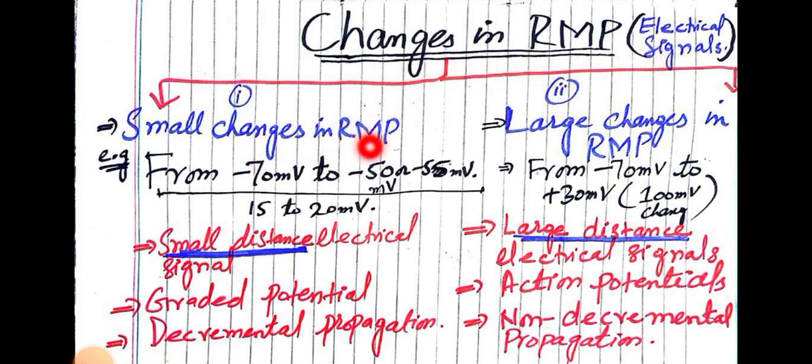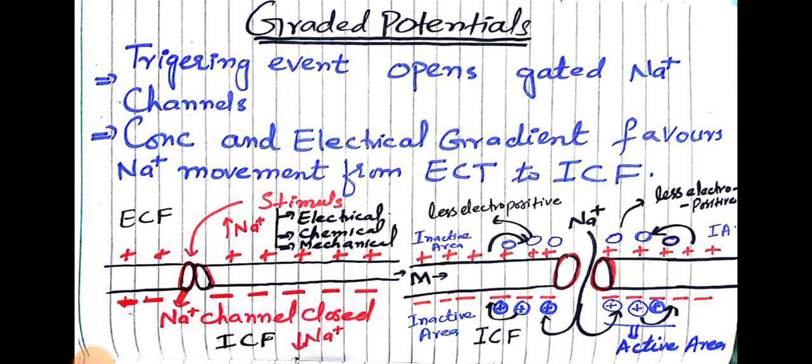If there are small changes in resting membrane potential, they are called graded potentials. And if the changes in resting membrane potentials are large, for example, resting membrane potential from minus 70 millivolts changes to plus 30 millivolts, now the change is 100 millivolts, then it would be called an action potential or large distance electrical signals. We will be discussing this in the next lecture. Now we will only concentrate on graded potentials or small distance electrical signals.